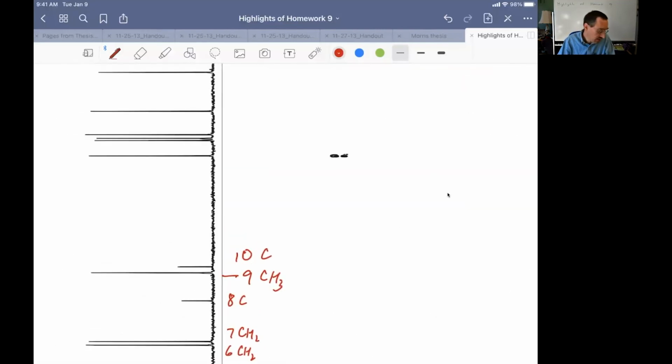Then we come on to 11 is a methylene. 12 and 13 are both methyls. 14 is a methylene. And 15 is a methylene. And 16 is a methyl. And you'll get all of that easily from the depth.